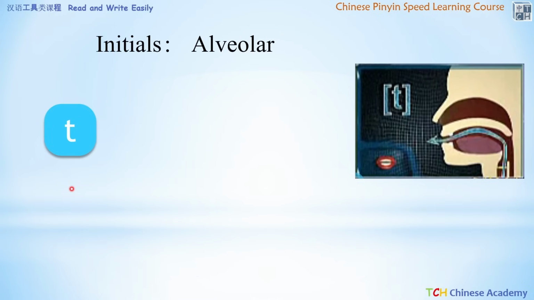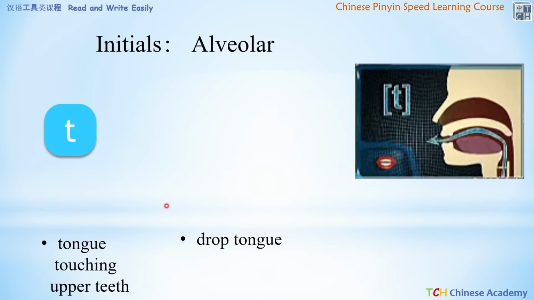And this alveolar initial is t. Just like the previous initial d, we need to touch the tip of the tongue to the upper ridge of the teeth, and then drop our tongue quickly to force the air out. So the sound is aspirated, just as we pronounce the English word time. So, t.